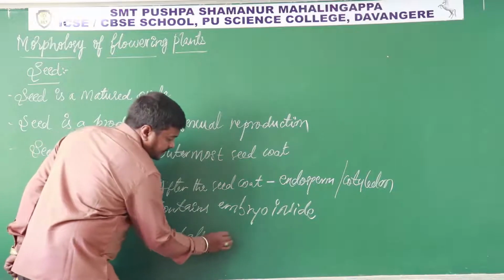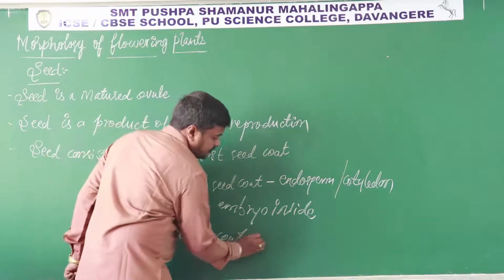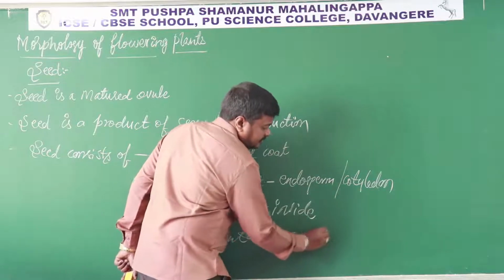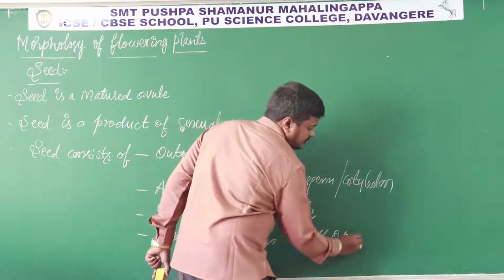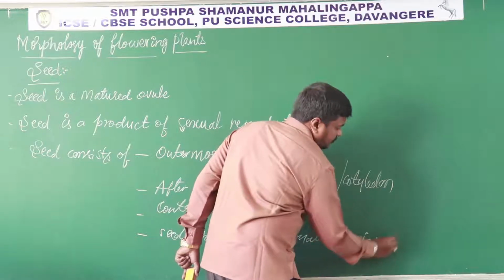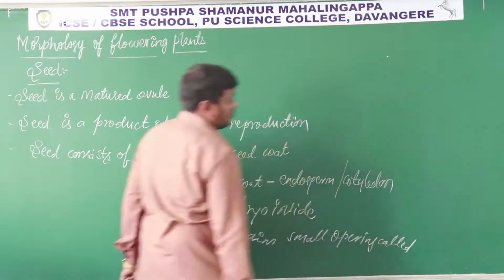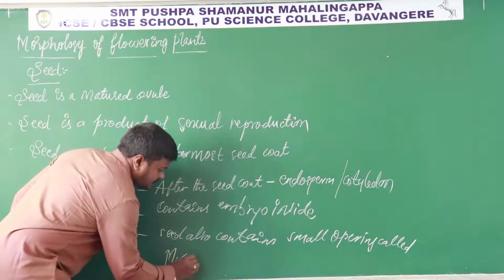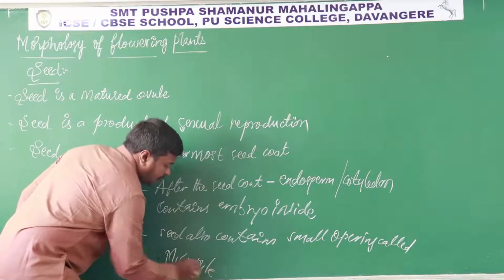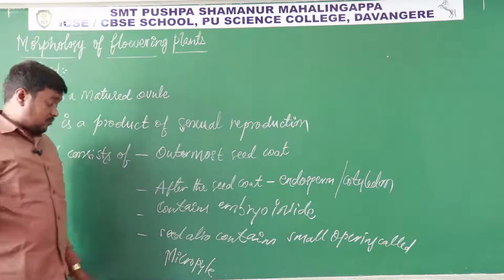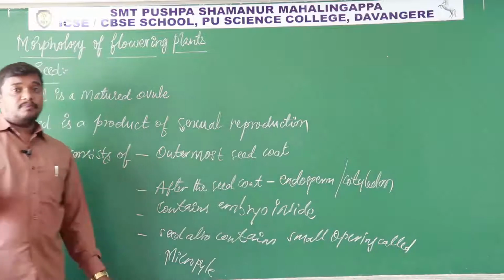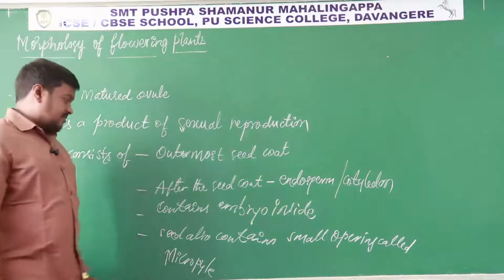Seed also contains a small opening called micropyle. The same small opening present in the ovule is called micropyle. That micropyle is still present in the seed.